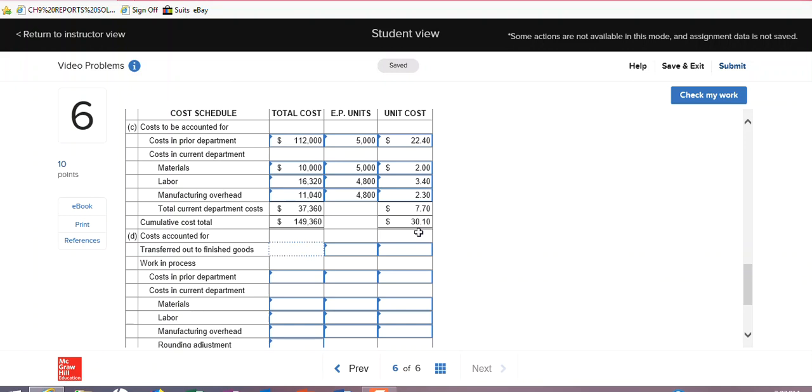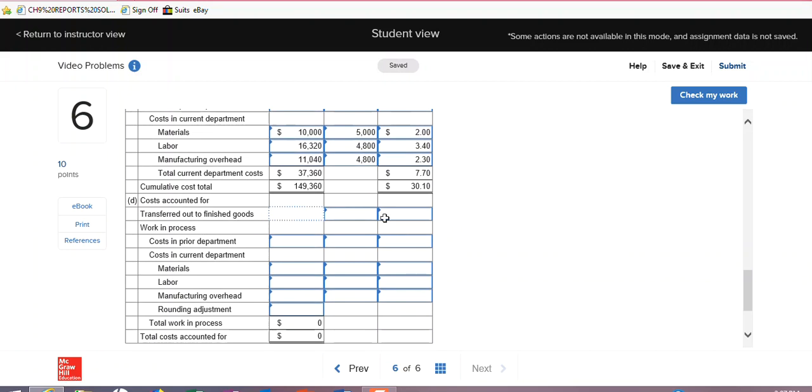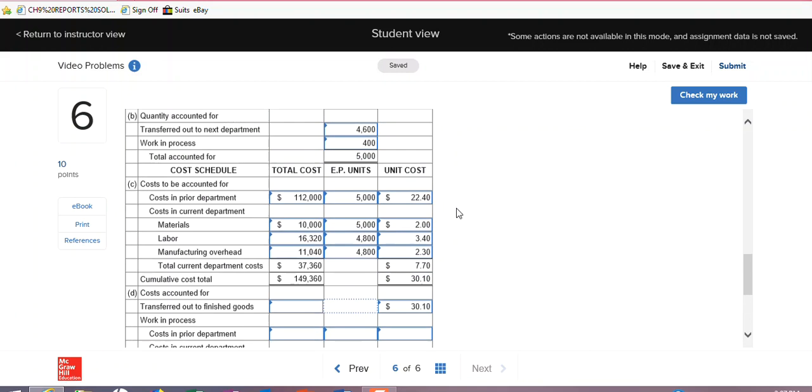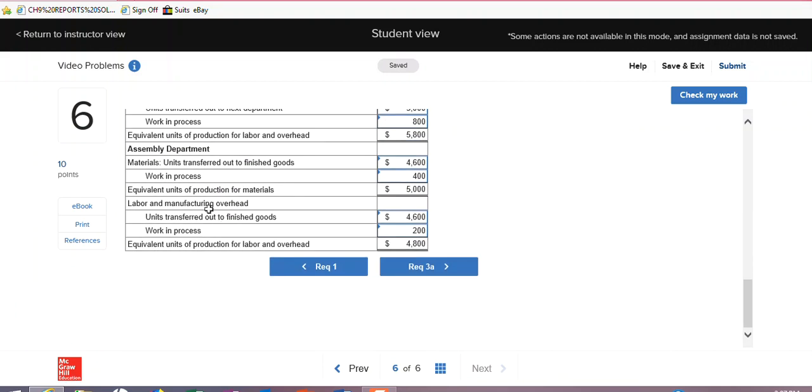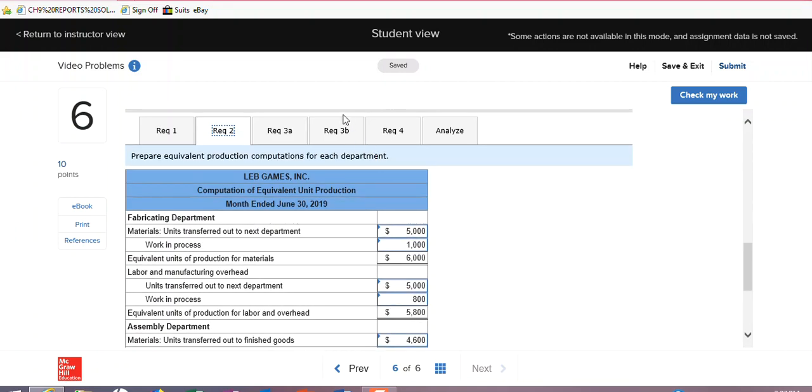And that gives you a unit cost of $30.10. But that $30.10 is actually made up of the $22.40 that came from the previous department plus the $7.70 that you spent here. So total cost so far $30.10. And then transferred out the finished goods is the $30.10 per unit. And I forgot how many, let's see. Transferred out to finished goods, 4,600 units.